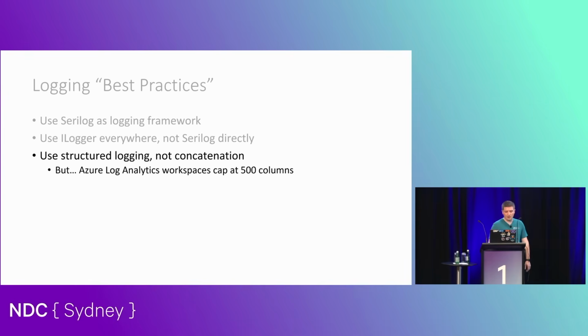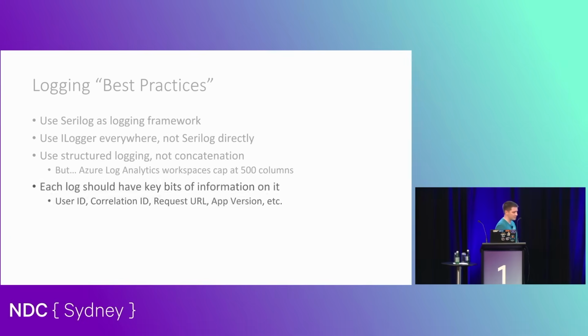So something to be aware of, even if you're not using Azure and you're using other ones, a lot of them have limitations around that. As well, every log should have lots of key information on it. Some common things are the user ID, a correlation ID so you can track where a log went throughout an entire request, the requesting URL, the app's version.